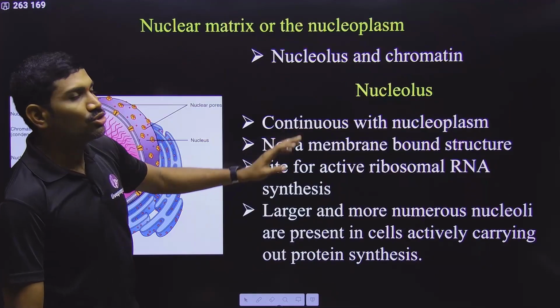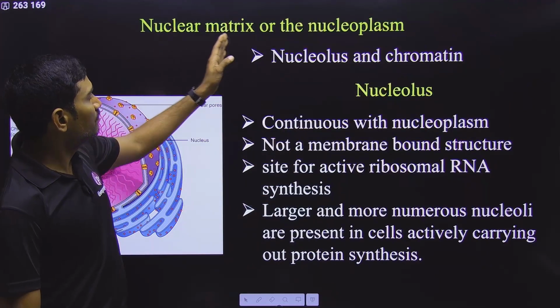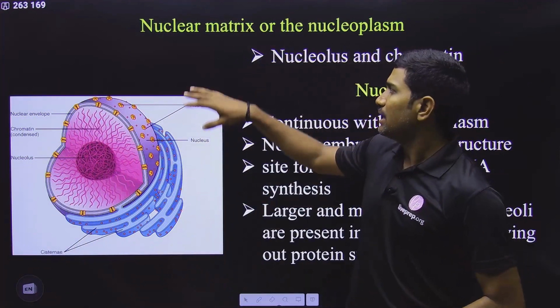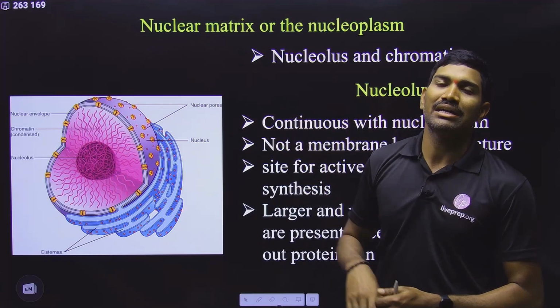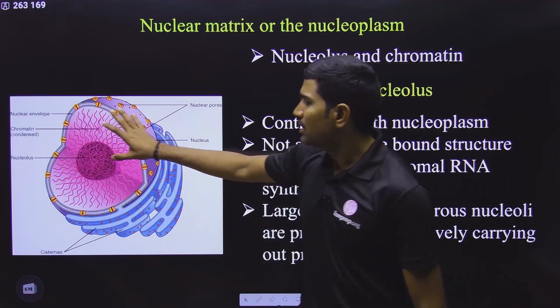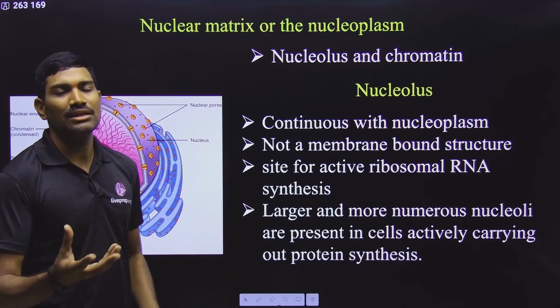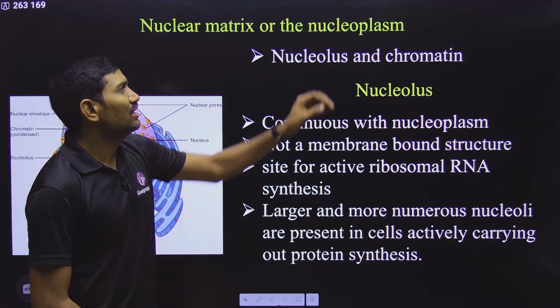They are involved in so many functions. Next one. With this, the nuclear membrane concept is completed, and then we go to the nuclear matrix. It is also called nucleoplasm. The semi-solid dense matrix, or the fluid present inside the nucleus, is called nucleoplasm.